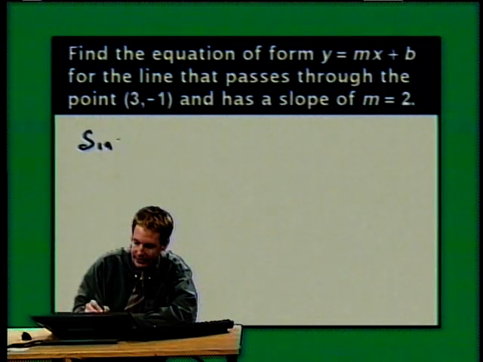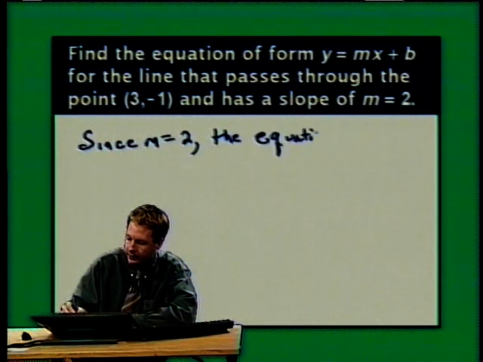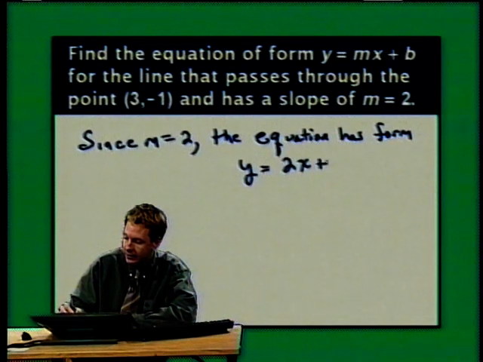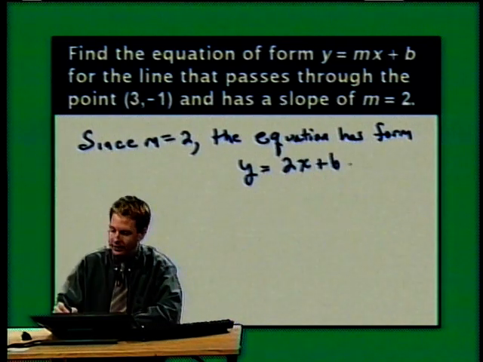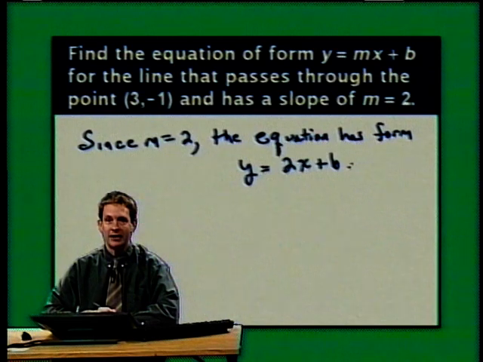Since m equals 2, the equation has form y equals 2x plus b. What we don't know is b, and we don't know the vertical intercept. So we're going to have to come up with some other strategy.